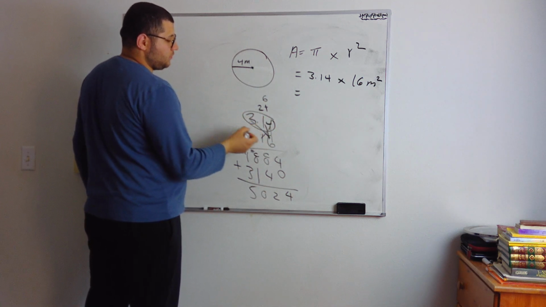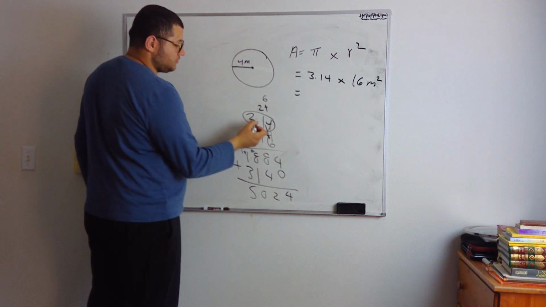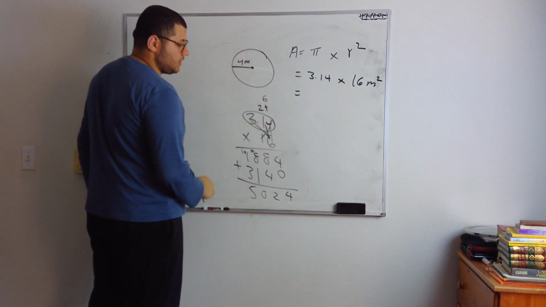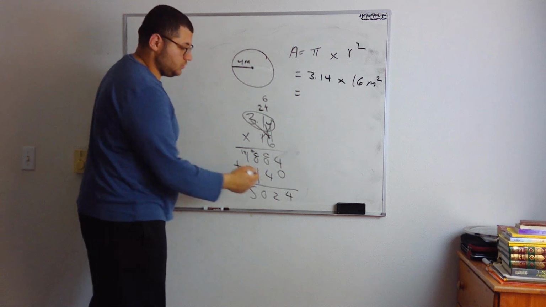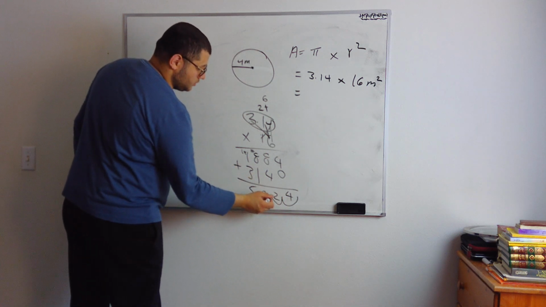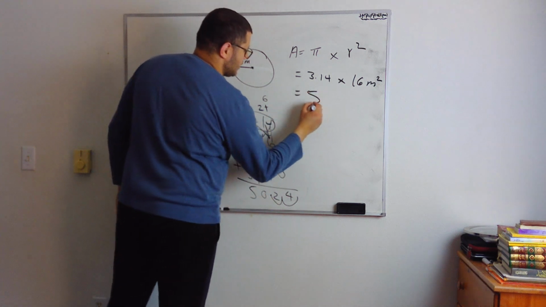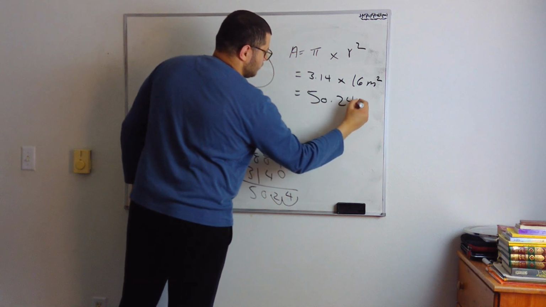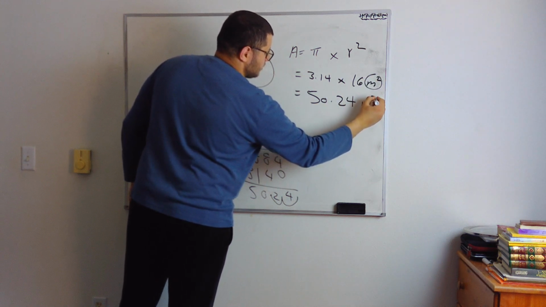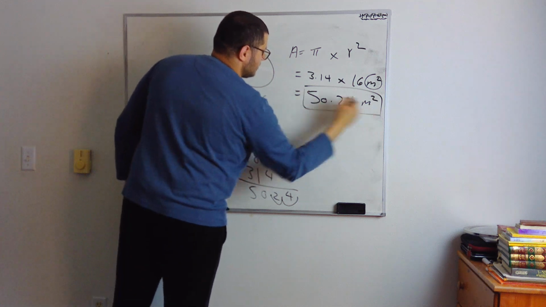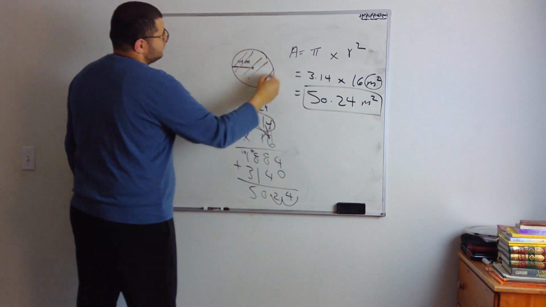The decimal number here is only one decimal number. It's the 3.14. How many numbers are after the decimal? 1, 2. There's 2 numbers after the decimal. So that's the number of shifts we're going to do to define the result. So 1, 2. So we put the decimal here. So that's going to be 50.24 meters squared. That's the space inside this circle right here.